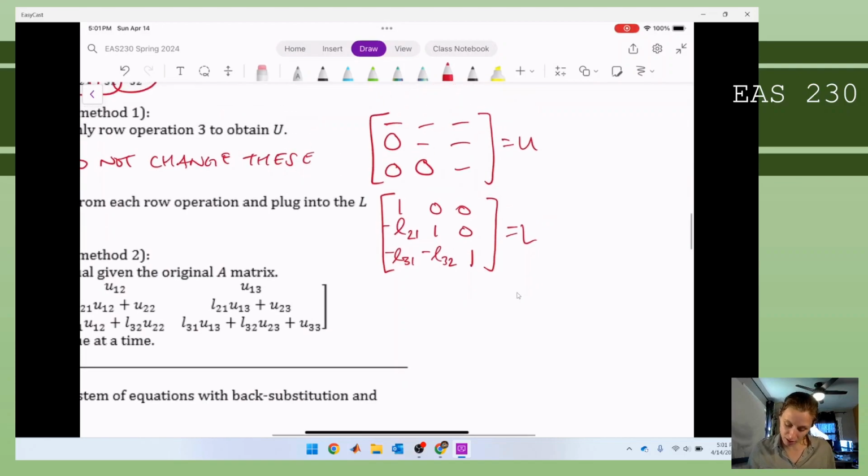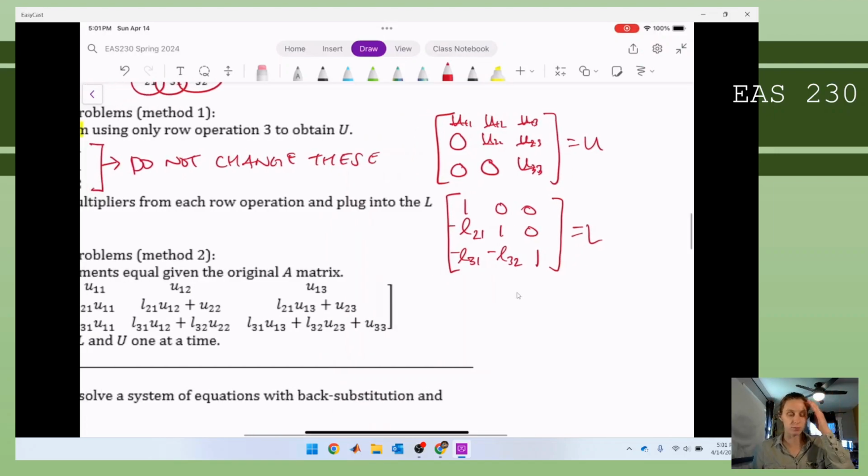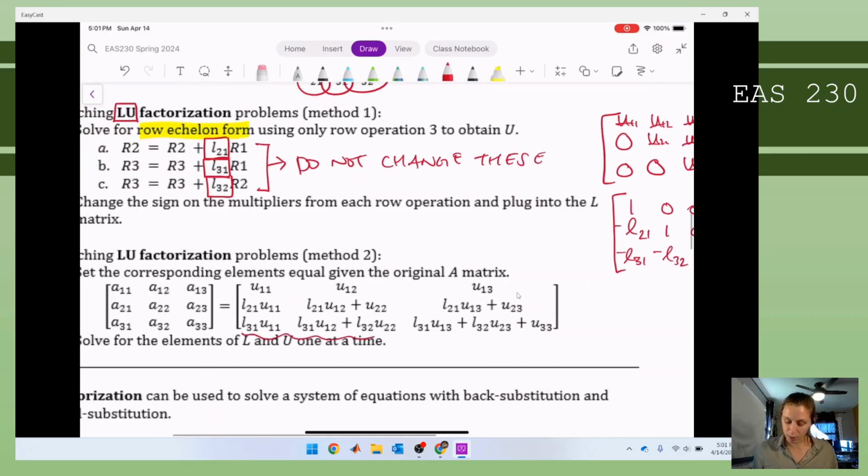Where L looks like this, and U looks like this. U11, U12, U13, U22, U23, U33. Where you would do the multiplication with these coefficients in there, with these numbers in there, or with these variables, is what I meant to say. And you end up with this matrix here.